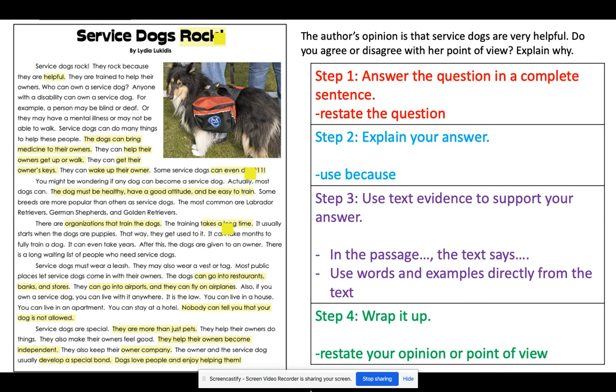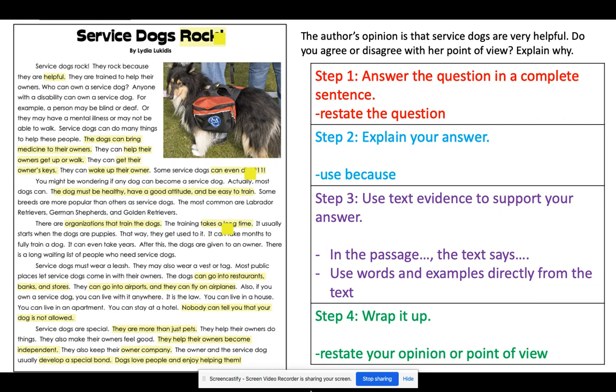Okay. The second step is to explain your answer. And in this sentence, you would use the word because. Okay. I agree that service dogs are very helpful because. Okay. Step three is to use evidence to support your answer.